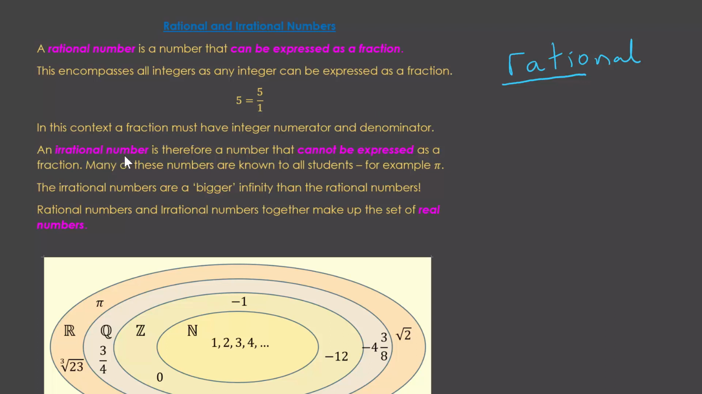An irrational number is therefore a number that cannot be expressed as a fraction. Many of these numbers are known to all students. For example, pi is one of those numbers.